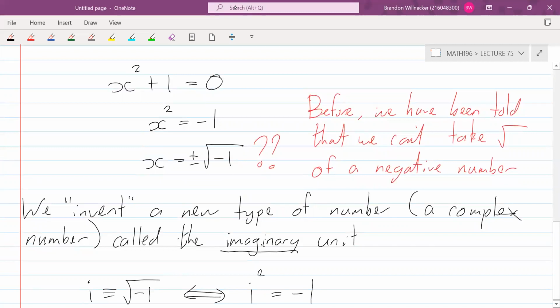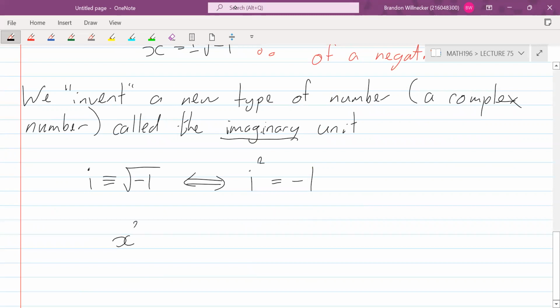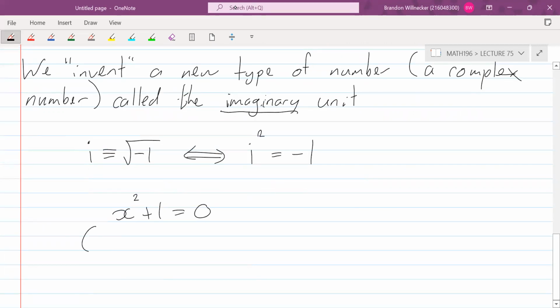Okay, so how do we do that? Well, let's look at it again. x squared plus 1 is equal to 0. Now with this new imaginary unit i, we can factor this left-hand side. In fact, we can factor it as (x plus i)(x minus i) is equal to 0. So we can factor this using the imaginary unit.